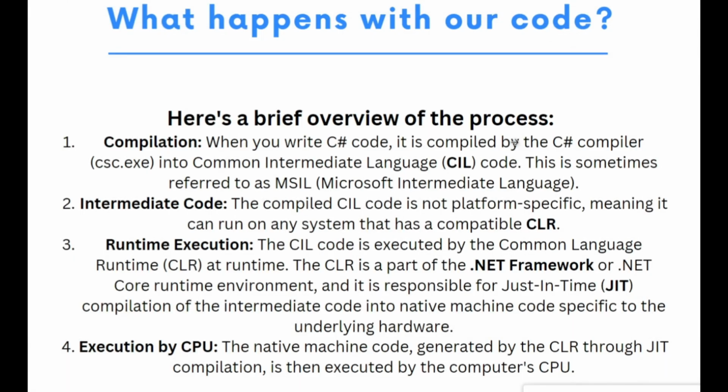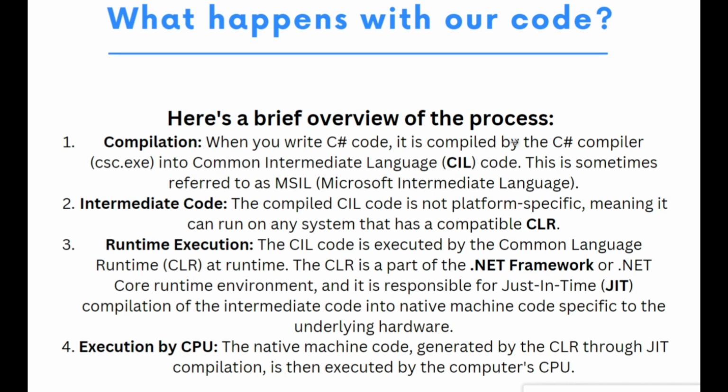What happens with our code? Here's a brief overview of the process. Compilation. When you write C# code, it is compiled by the C# compiler into Common Intermediate Language (CIL) code. Intermediate code. The compiled CIL code is not platform-specific, meaning it can run on any system that has a compatible CLR. Runtime execution. The CIL code is executed by the Common Language Runtime, CLR, at runtime.